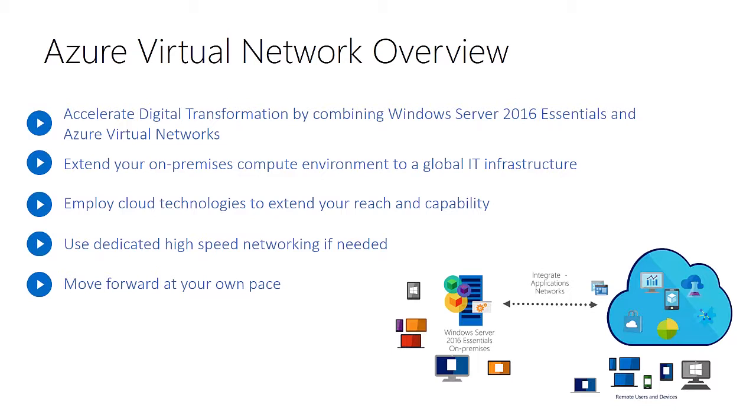If you have a lot of data that is transferring between on-premises and the cloud, you can opt to have high-speed networking through a feature set called ExpressRoute. And you can also move forward at your own pace. You can use Azure Virtual Networks to run one virtual machine. You can use Azure Virtual Networks to have a website. So you can move forward at your own pace in terms of Azure adoption. But having the connection to the network enables that adoption.